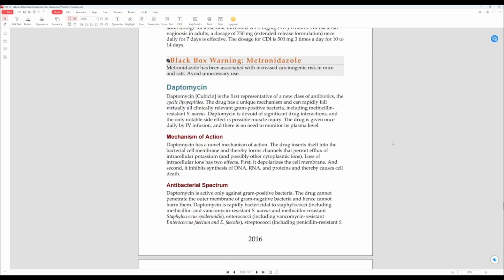Which now brings us to its black box warning on Flagyl. Flagyl has been associated with an increased carcinogenic risk in mice and rats, so they don't want you to use it unnecessarily.